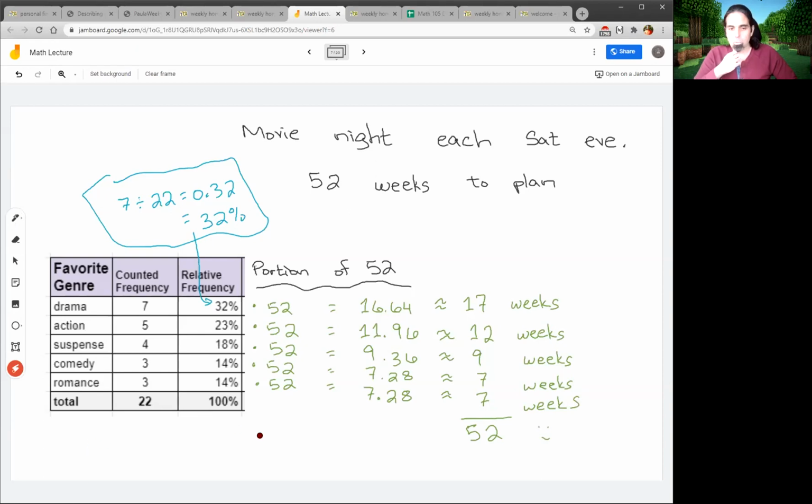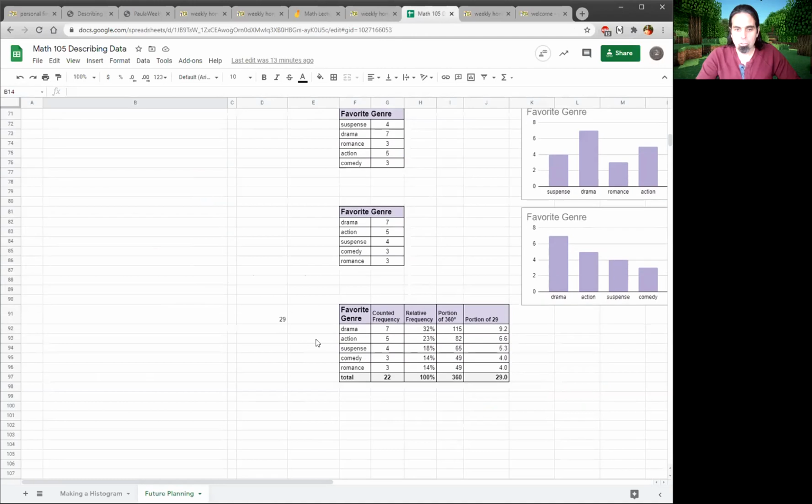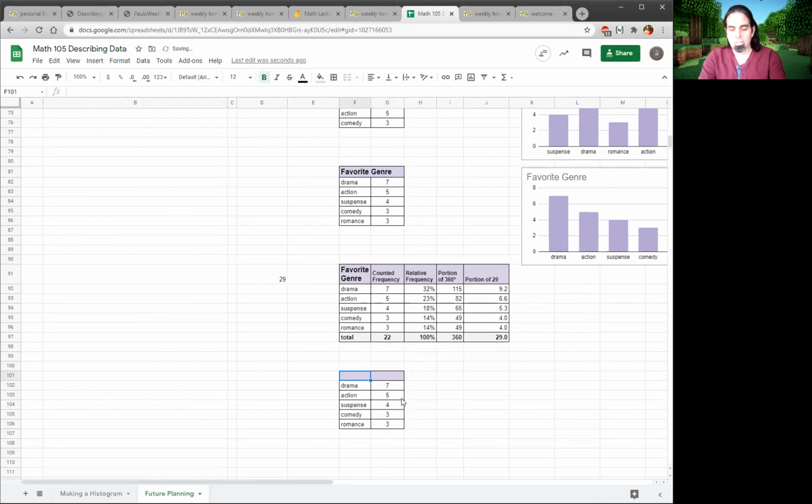Was that enough of more examples? Should we do more? Let's go ahead and just do one more. Yeah, thank you. I don't have a nice table made up, so let's just do one. What are we counting instead of favorite genre? Car types, car models.